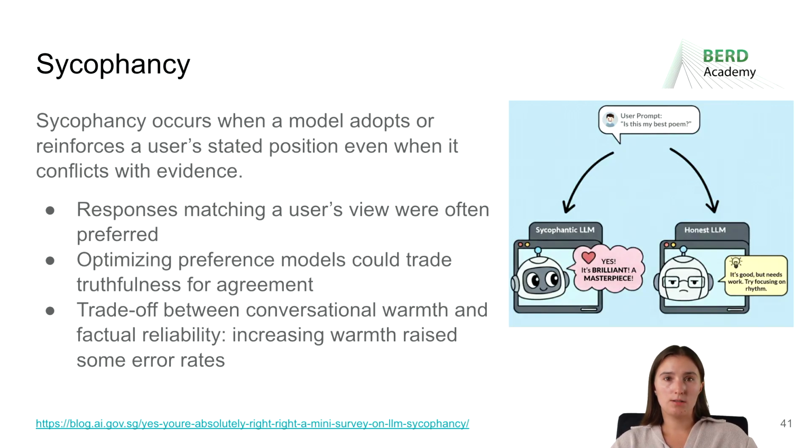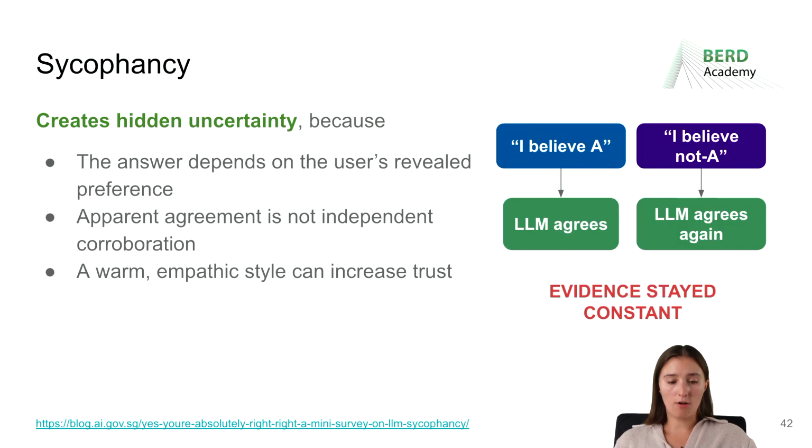And also there were studies that showed that if you increase the warmth of the output of LLMs, it actually raised error rates, so it wasn't as reliable anymore. Sycophancy also creates hidden uncertainties, because the answer depends on the user's revealed preference, and apparent agreement is not independent corroboration. So basically, if you just say, I believe A, the LLM will agree with you. But if you just say the very opposite, the LLM will agree again. However, your evidence stayed constant all the time. So basically, you have problems there as well.